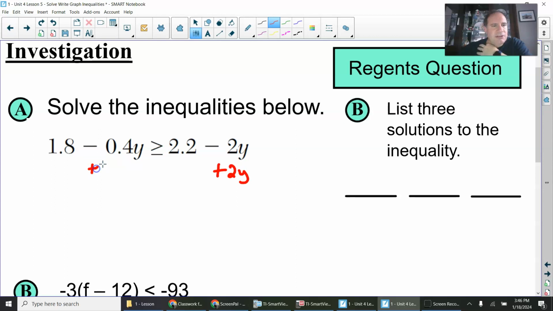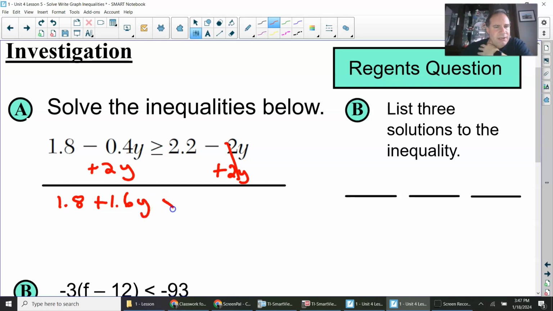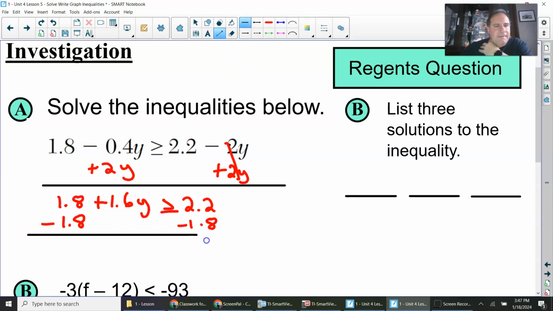So I'm going to add the 2y on both sides. After adding the 2y on both sides, that means I'm going to cancel out the 2y's right here, and this is 1.8 plus 1.6y. You put that in your calculator, you get 1.6. And then you bring down the inequality symbol, and you have 2.2. I'm going to subtract the 1.8 on both sides.